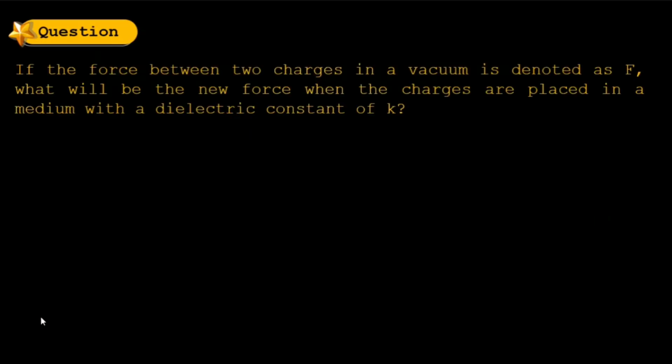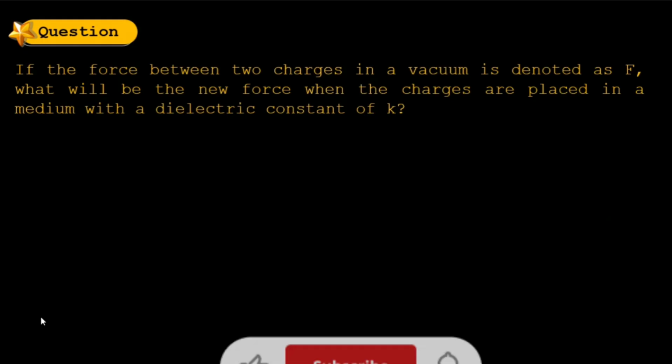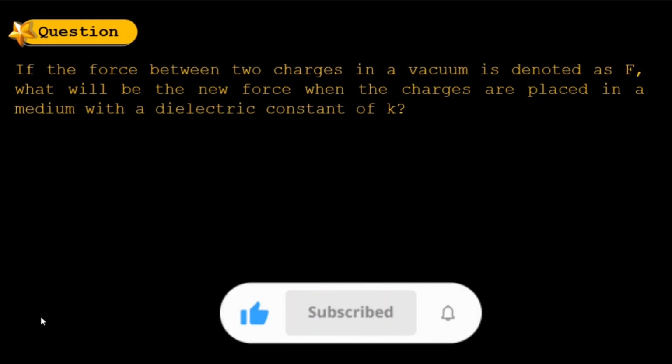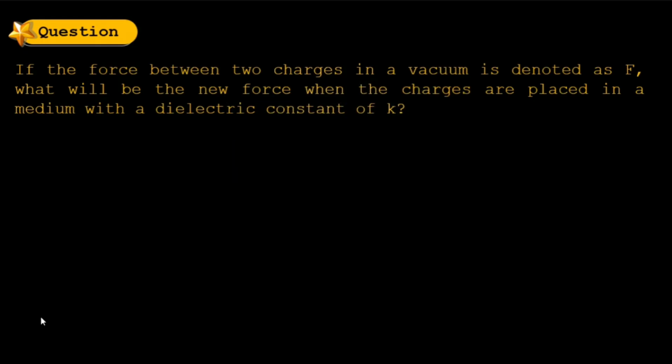Now the question says, if the force between the two charges in a vacuum is denoted by F, what will be the new force when the charges are placed in a medium with a dielectric constant K? So I already told you. So F in that medium is going to be F over K.